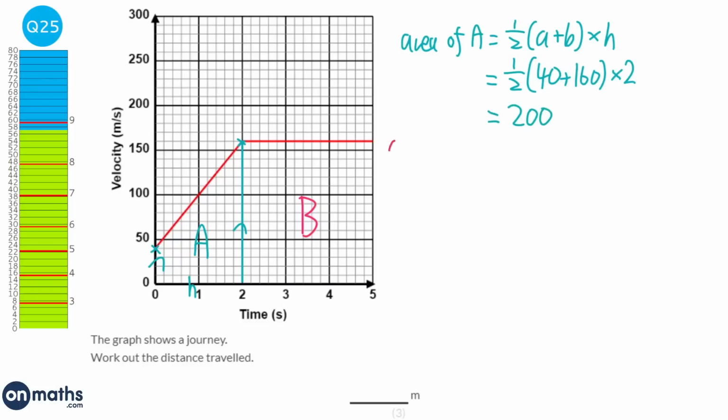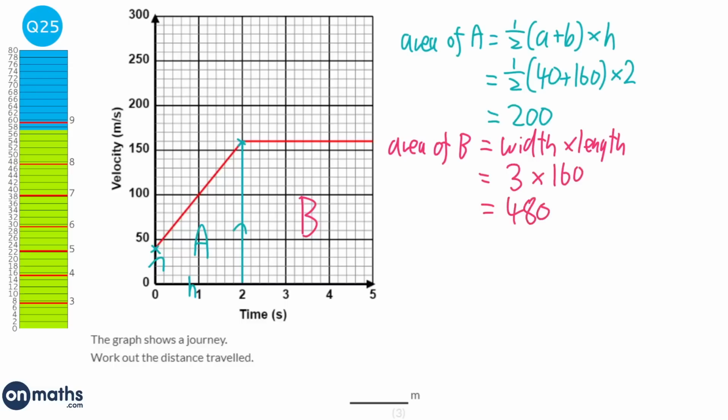And similarly, to work out the area of B, it's just length times width. So that's going to be 3 wide, and again 160 tall, so 3 times 160, which would be 480. And so we need to work out the total area, and we do that just by adding the two together. So 200 plus 480, which will be 680.